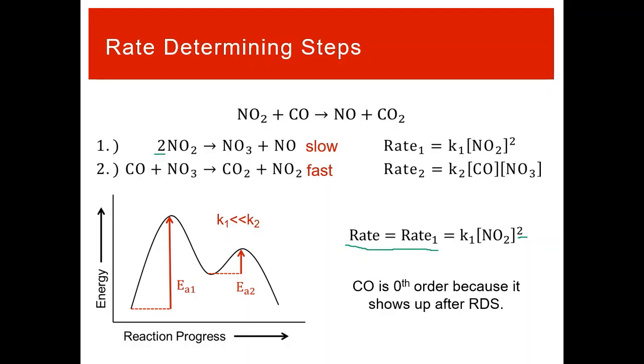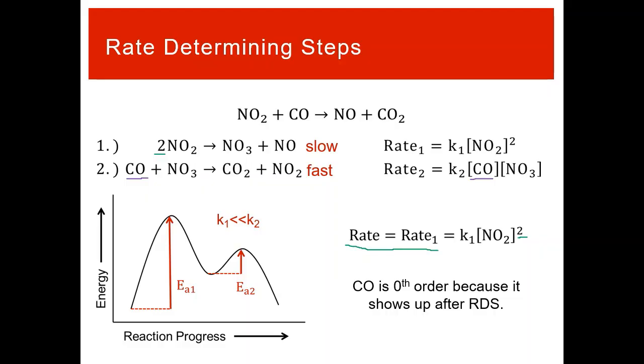This also tells us why the CO is 0th order. Increasing the amount of CO doesn't increase the rate of the reaction because CO shows up after the rate determining step. That's part of the fast step. So if you put more CO, the second step will get faster, which is great. But the thing is, the second step was already fast. So making the second step faster will not be noticeable, right? You won't notice it because it was already the fast step.